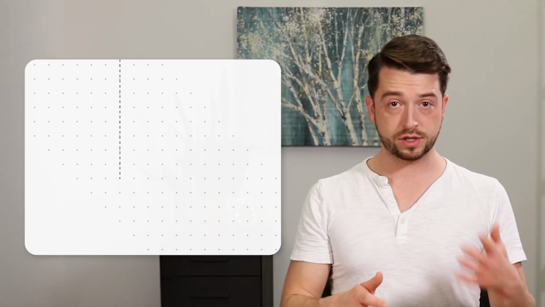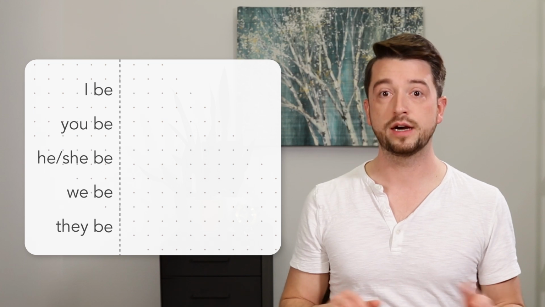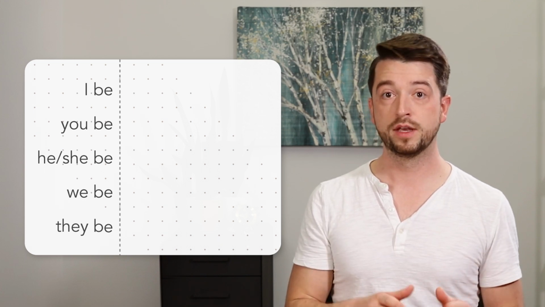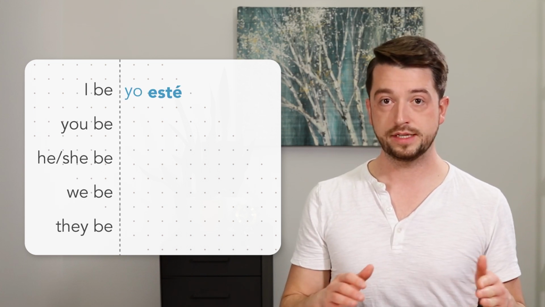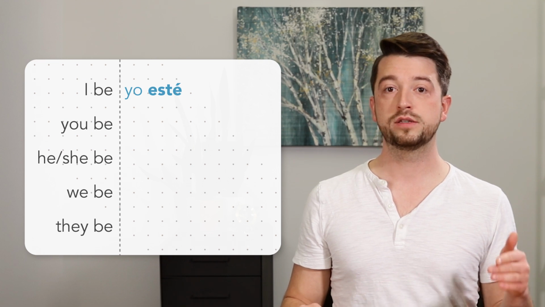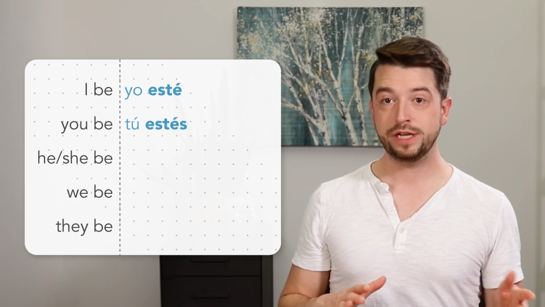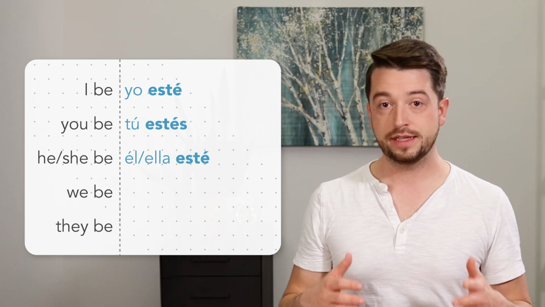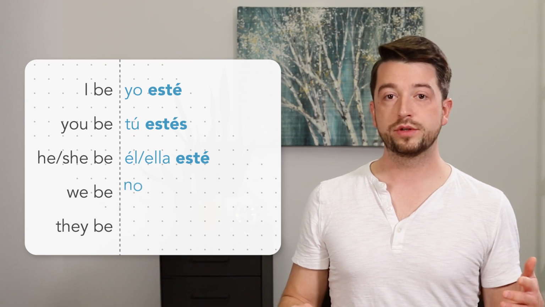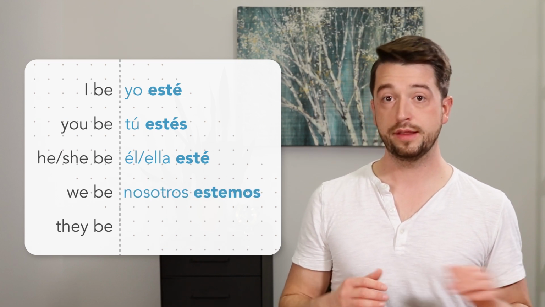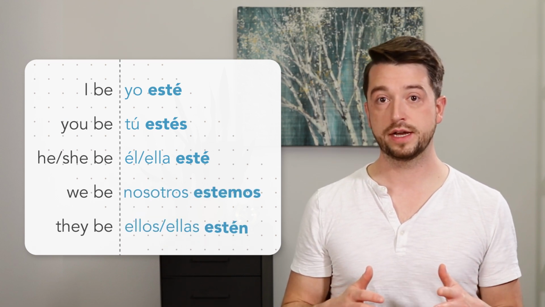Here's a list of the most common subjunctive forms of estar so that you can use more of them. So, I be is yo esté. You be is tú estés. He or she be is él or ella esté. We be is nosotros estemos. And they be is ellos or ellas estén.